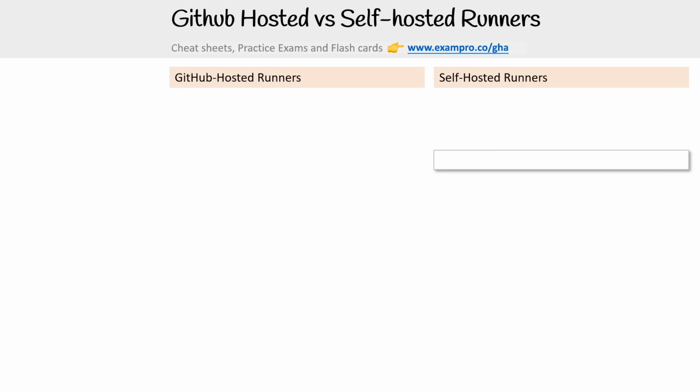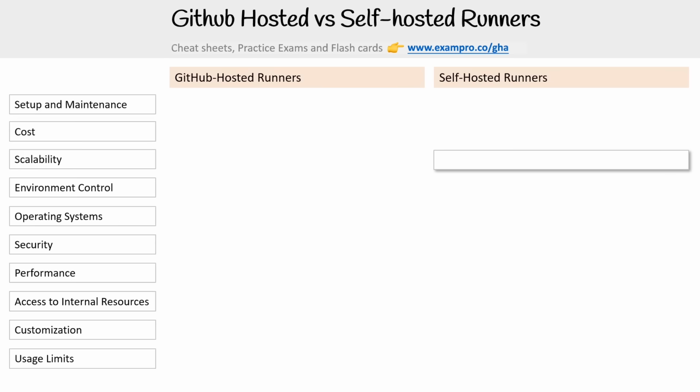All right, so we have GitHub hosted runners and self-hosted runners. And I'm stuck on my eraser, so let me just get back. I don't want a pointer, I just want nothing. There we go. Okay, great. So let's look at the comparison.